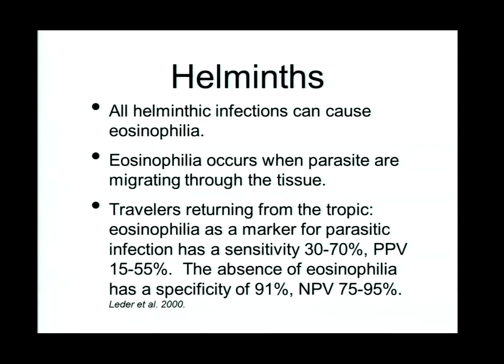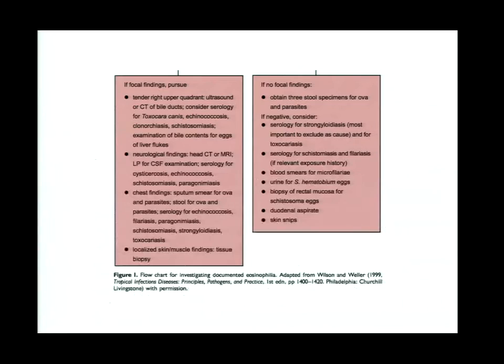And it's curious. They say if you see hypereosinophilia and they're coming from the tropics, the eosinophilia itself is a marker of parasitic infection with only a sensitivity of 30 to 70%. The positive predictive value of it is only 15 to 55%, but the absence of eosinophilia has a specificity of 91% and a negative predictive value of 75 to 95%.